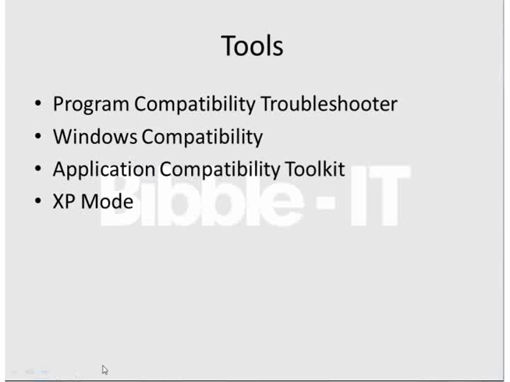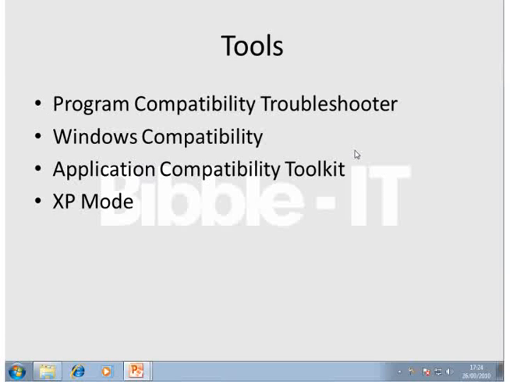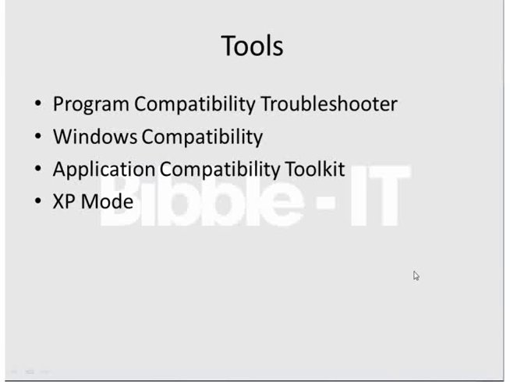So there are several tools that we can use to help us get around some of these problems. The first two here, Program Compatibility Troubleshooter and Windows Compatibility, are two things that are built into Windows. This one is the main one that I'll show you first, and then the troubleshooter is a way that Windows wraps that up for normal users to try and catch about 9 out of 10 of the most common places that you'd experience compatibility issues.